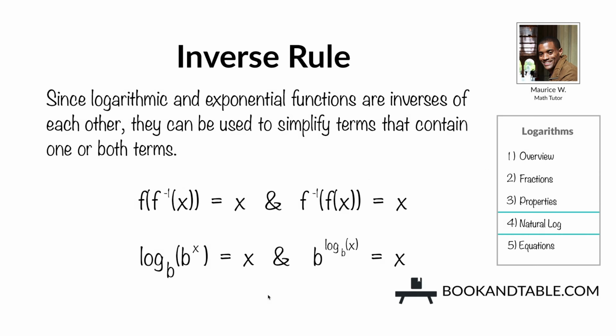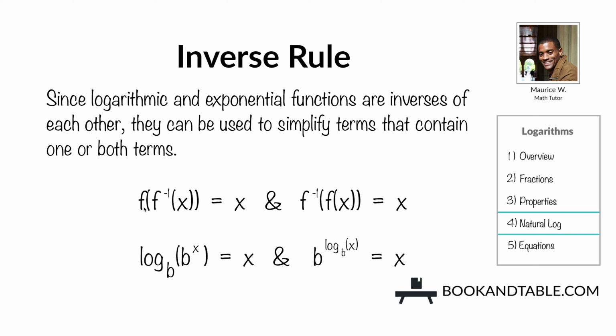Let's now discuss the inverse rule of natural logs. Since logarithmic and exponential functions are inverses of each other, they can be used to simplify terms that contain one or both terms. So if two functions are inverses of each other, when they are applied to each other, they cancel each other out, leaving you with the original input value, which in this case is x. So f of the inverse of x is equal to just x.